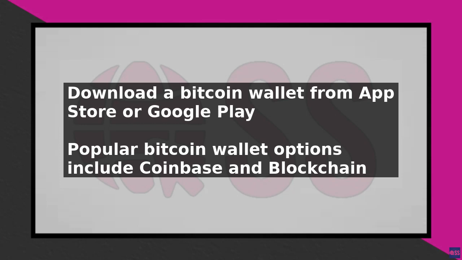Once you have downloaded and installed your Bitcoin wallet, you will need to fund it with Bitcoin. If you do not already have Bitcoin, you can purchase it from a cryptocurrency exchange such as Coinbase or Bitstamp. To do this, you will need to create an account, verify your identity, and deposit funds using a payment method such as a debit card or bank transfer.